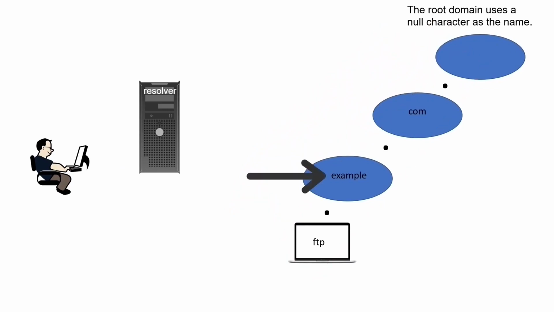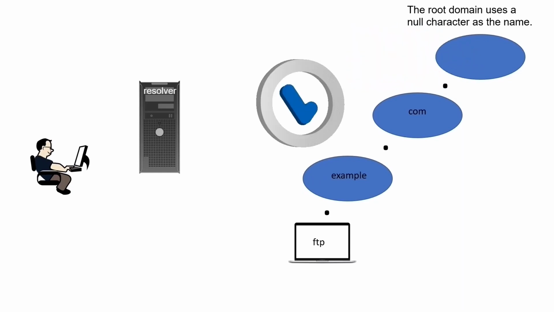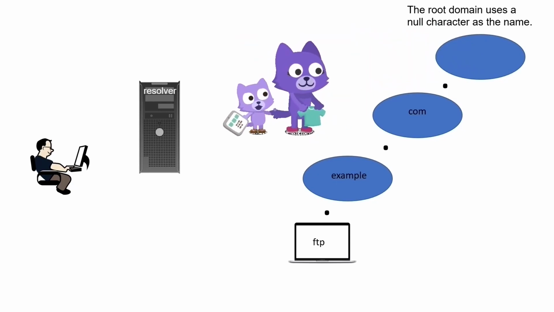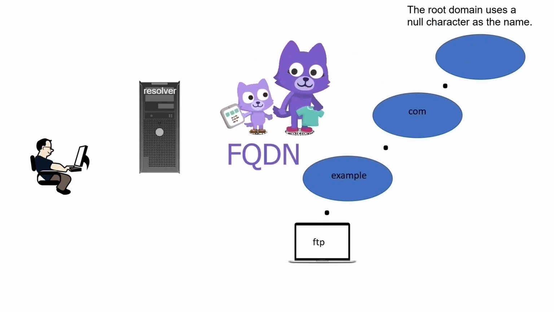A domain name is a text label for the domain. In this hierarchy, the root domain stands at the top. It uses a null character as the label. You can write a resource name with or without its parent's domain name. If you write its name with parent domain names, it is called a fully qualified domain name.